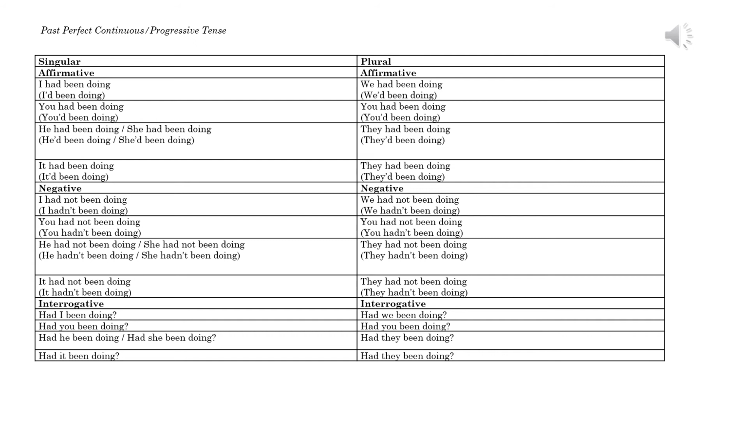Past perfect continuous or progressive tense. Affirmative. I had been doing. I'd been doing. You had been doing. You'd been doing. He had been doing. She had been doing. He'd been doing. She'd been doing. It had been doing.